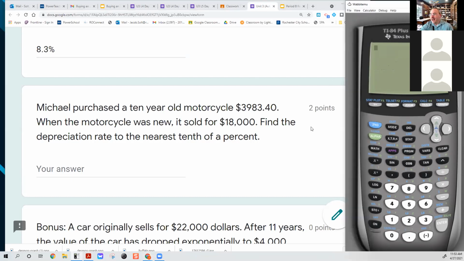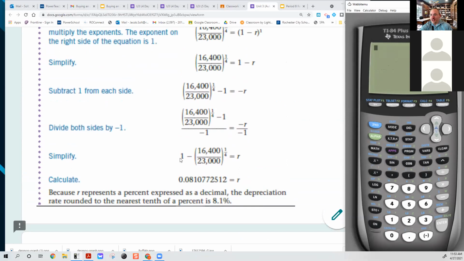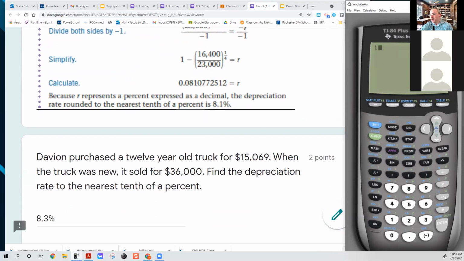Here's how I would do it on my own. I would just do it on my calculator. I would actually just look at this finished problem. It's going to be 1 minus the now price divided by the original price, raised to the 1 over how many years it's going on. So I'm just going to remember that: 1 minus a now price divided by an original price, raised to the 1 over how many years. Oh, I need a parentheses there. And then that'll be it.